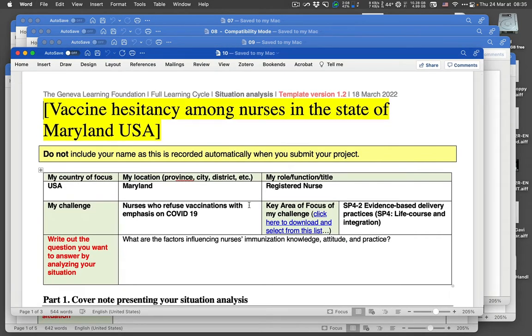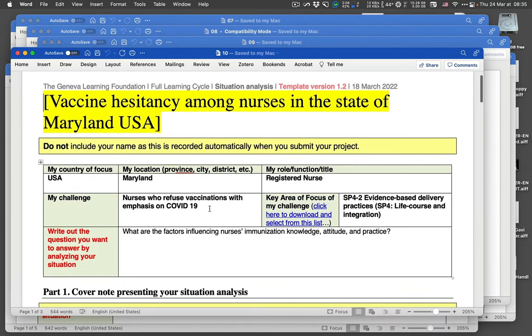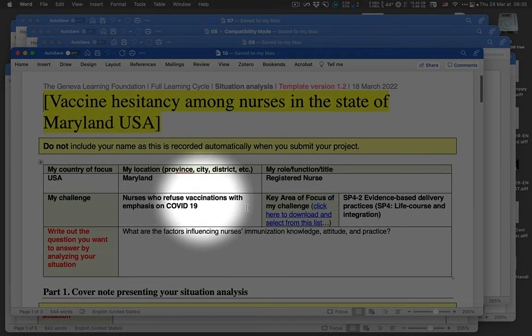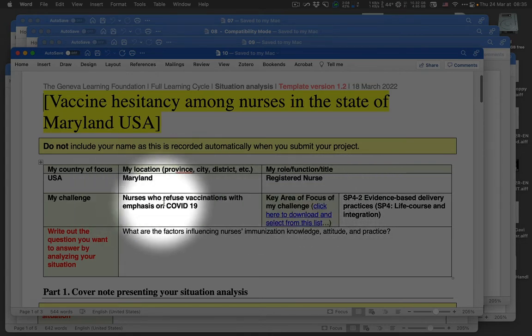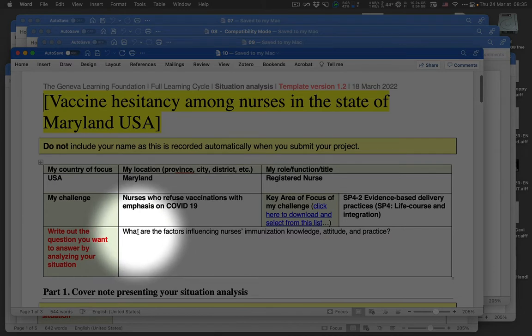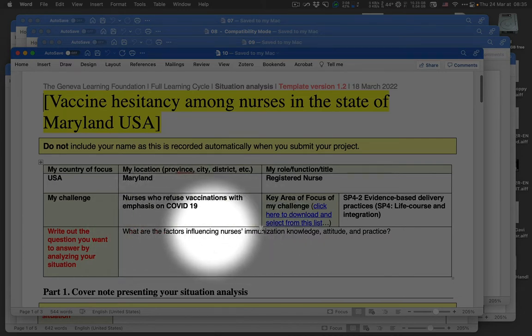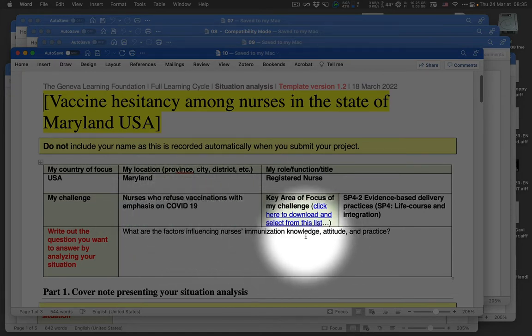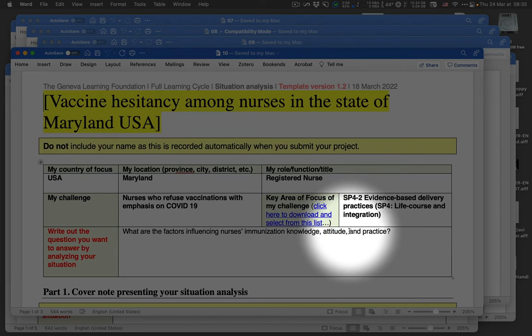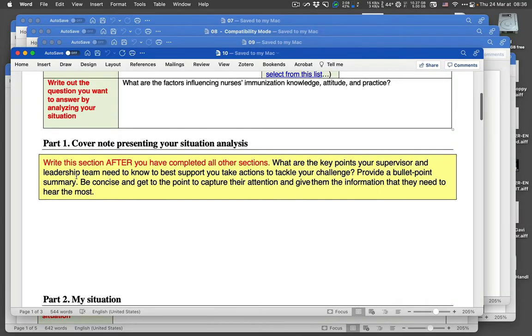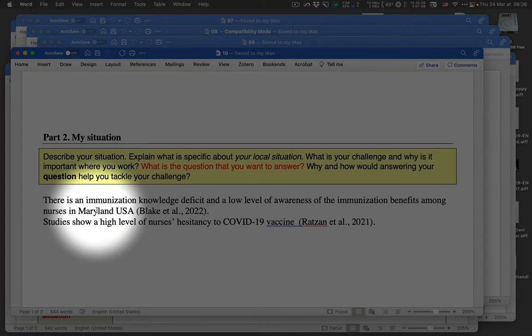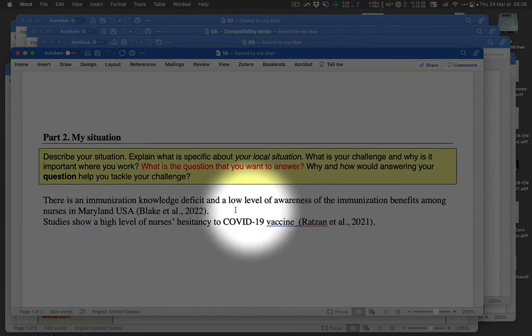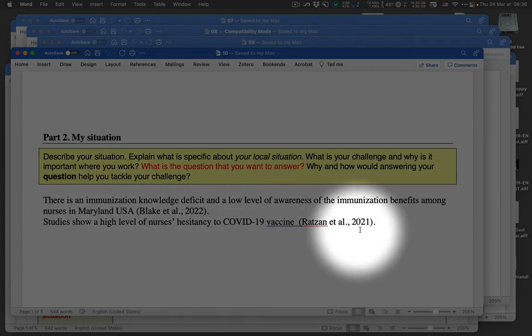All right, this one is actually using the template, so that's a good step. Looks like it's been filled in correctly. It has a key area of focus, a challenge, and then a question, but maybe it feels to me like there's an intermediate step between refusing vaccination and knowledge, attitudes, and practices, something more specific about knowledge and attitudes about COVID-19, for example. Right now, there are no cover notes, so maybe the person just tested to see if they could submit. There are some references, so that's good.